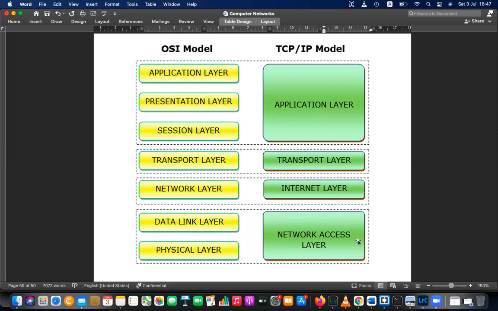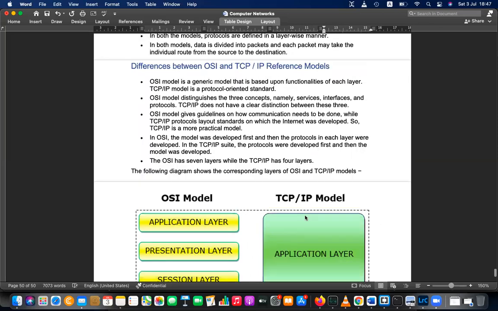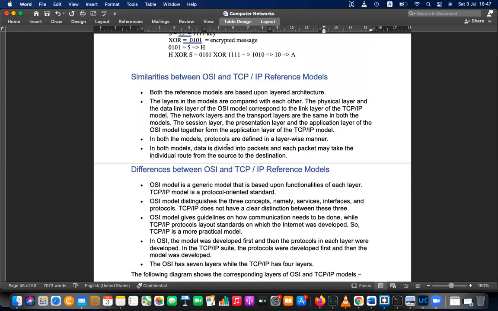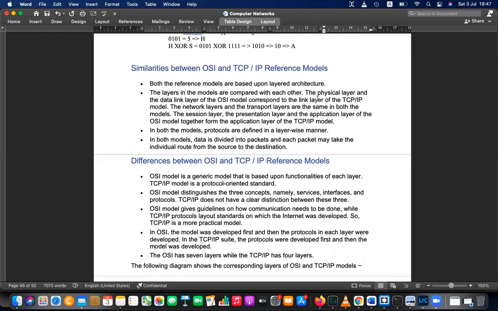So this is the network access layer in the TCP model. Okay, you can see the similarities. Both are layered architectures, and the layer models are compared with each other. The physical layer and data link layer of the OSI model correspond to the link layer of the TCP model. Also, the network layer and the transport layers are the same. Those are the similarities. Both models divide data into packets, and packet transmission happens.